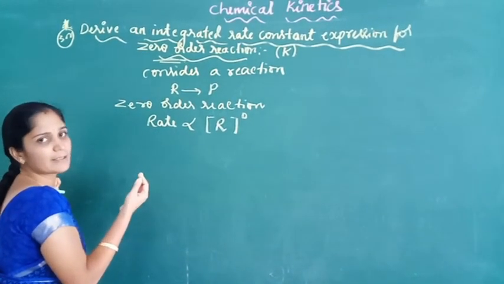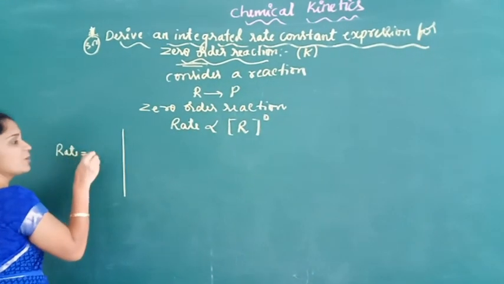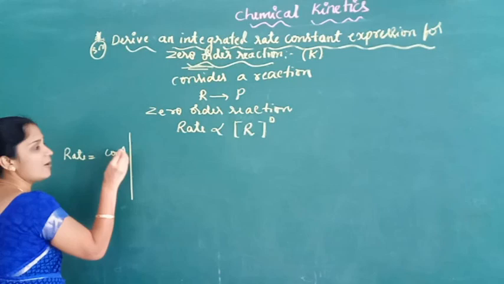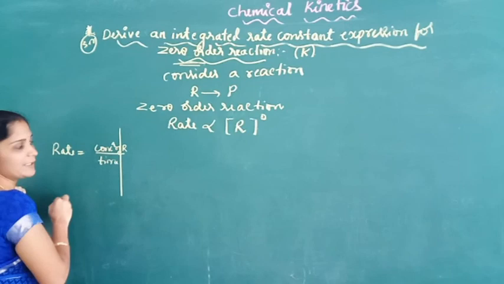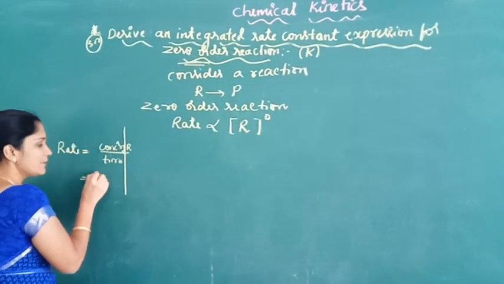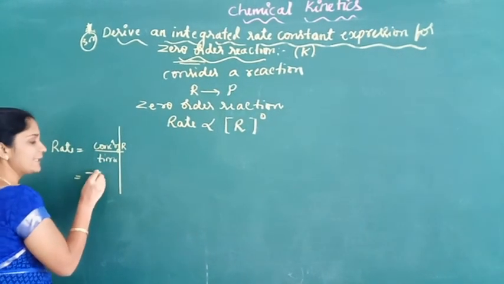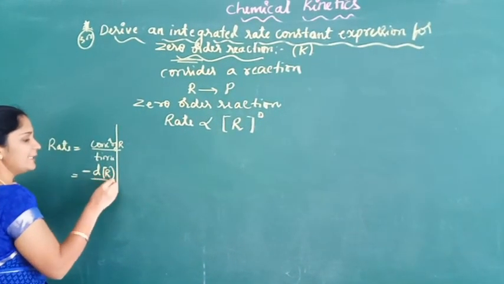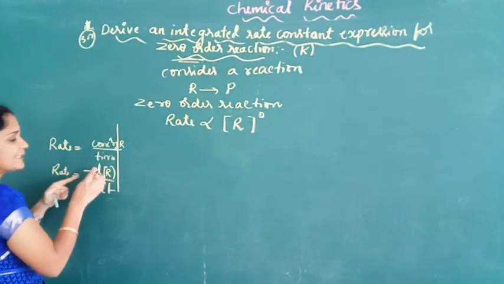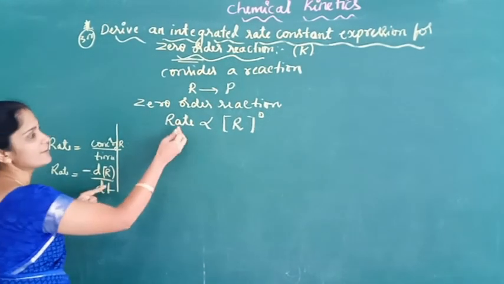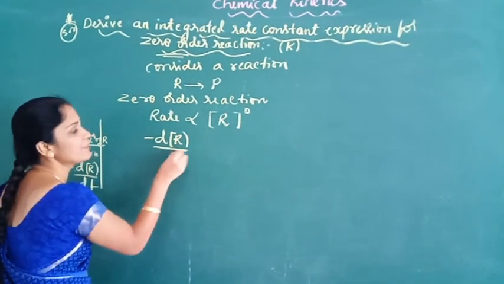Rate means change in concentration of reactant divided by time taken. As the time increases, concentration of the reactant decreases. Therefore, put a negative sign here: dR divided by dt. So rate equals change in concentration of the reactant divided by time taken, so here rate equals minus dR divided by dt.